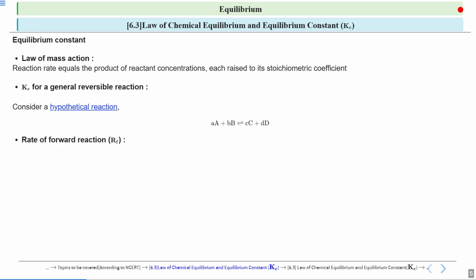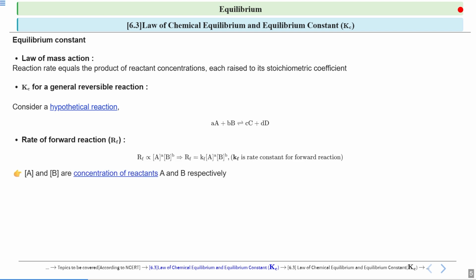Then applying the law of mass action for the forward reaction, we get Rf is directly proportional to the concentration of A raised to the power small a, concentration of B raised to the power small b. Then upon introducing Kf, we can remove this proportionality sign, and Kf, which is the proportionality constant, is the rate constant for the forward reaction. A and B are concentrations of the reactants, so we can represent the concentration by writing A and B in square brackets.